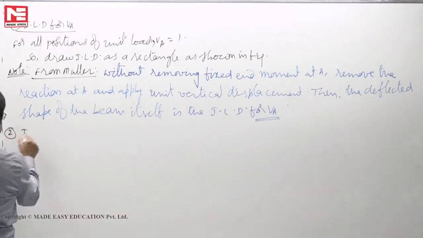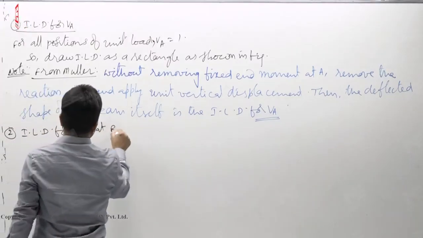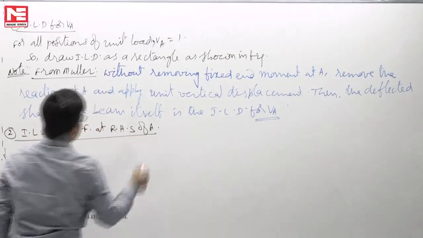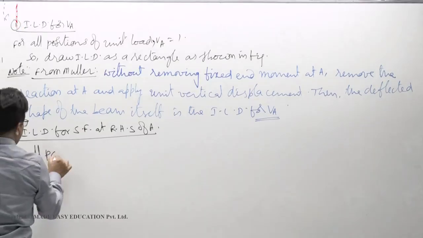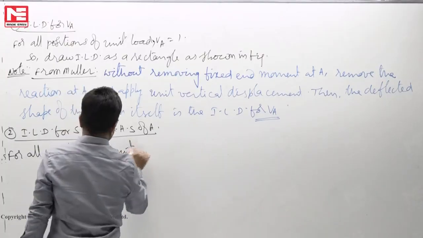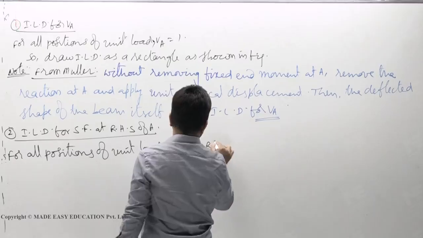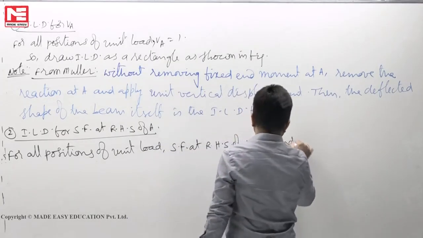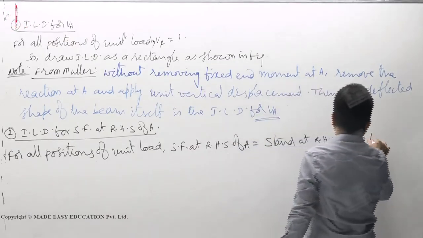Next, second one. ILD for shear force at RHS of A. Again, strength of materials process is like this. For all positions of unit load, shear force at RHS of A. How will you find? You stand at RHS of A and look left.